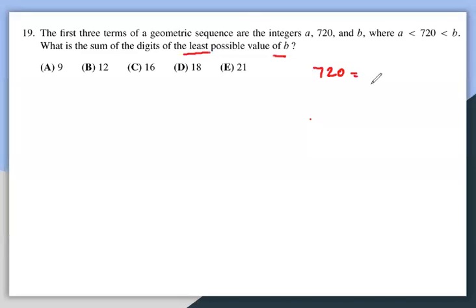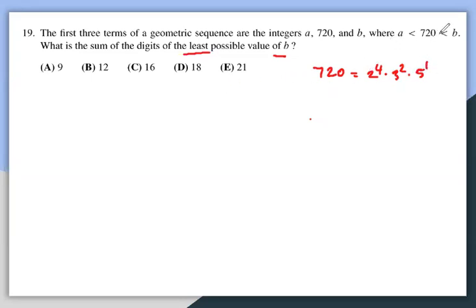So for 720, we need to find the prime factorization. That's 8 times 9 times 10. So 8 has three 2's, and 10 has one 2, which is 2 to the 4th power. And then you've got 9, which is 3 squared, and then 10 has one 5. So that should be our prime factorization.